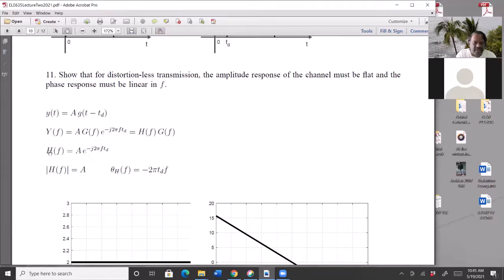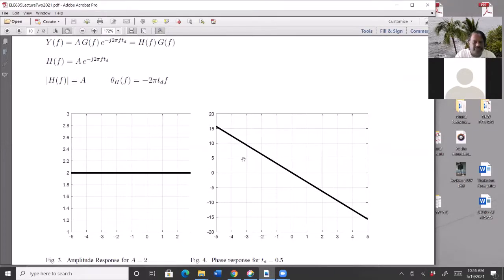And if you look at this, the magnitude of this complex number, this is already in the polar form, is A, and the angle is minus 2 pi f t_d. So the distortionless transmission means the amplitude response of the channel is constant and the phase response is linear. So if you plot them against frequency, 2 is just an arbitrary number I chose. Amplitude response, if A is 2, is flat, and phase response is a negative linear function. Alright guys.